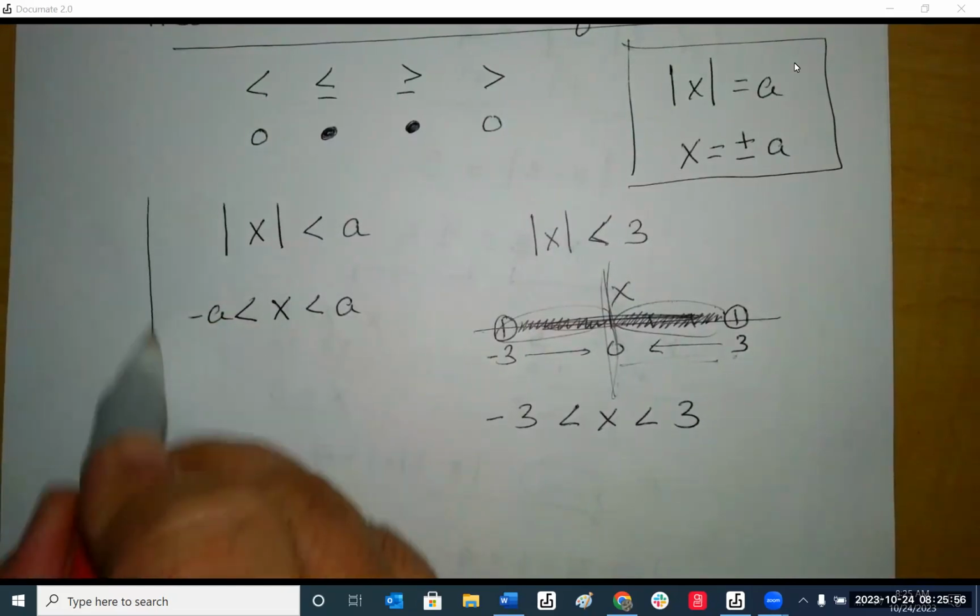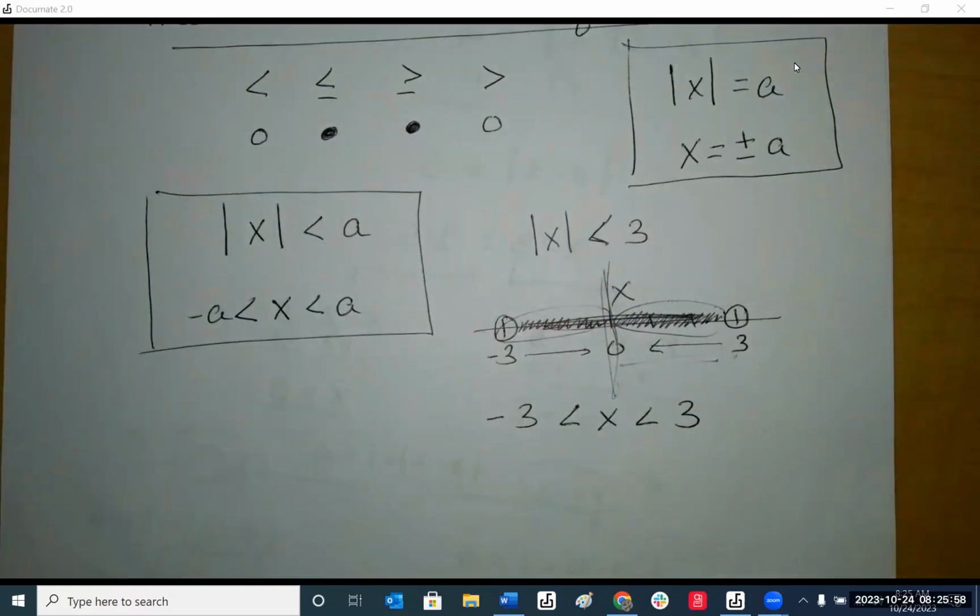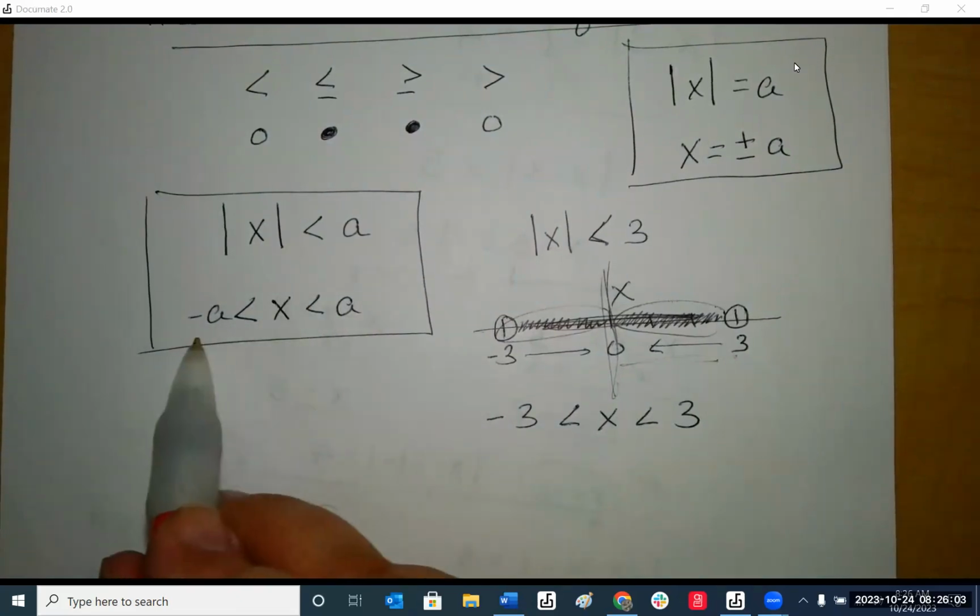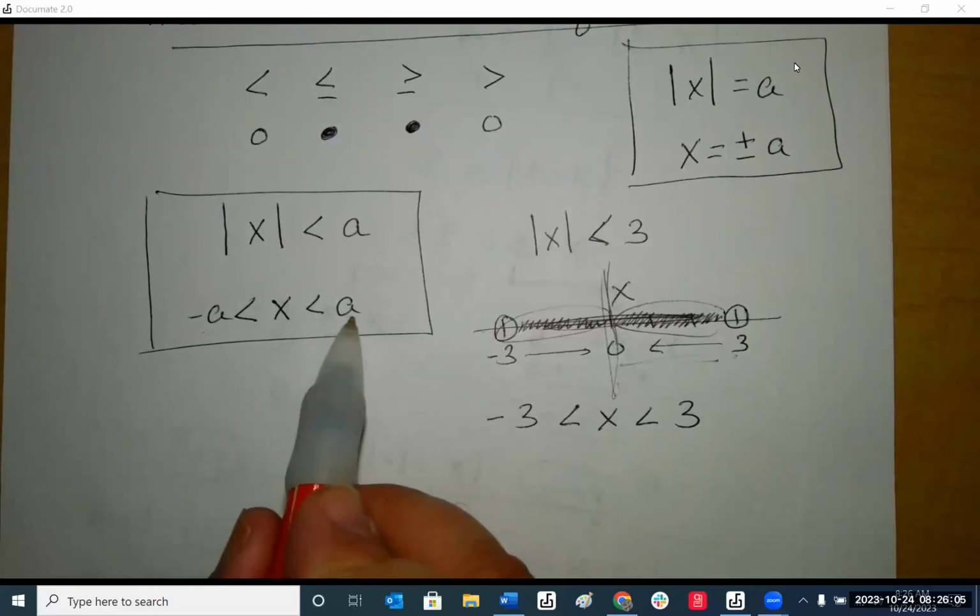So for inequalities, if you have less than, and you drop the absolute value, it becomes negative a less than x less than a.